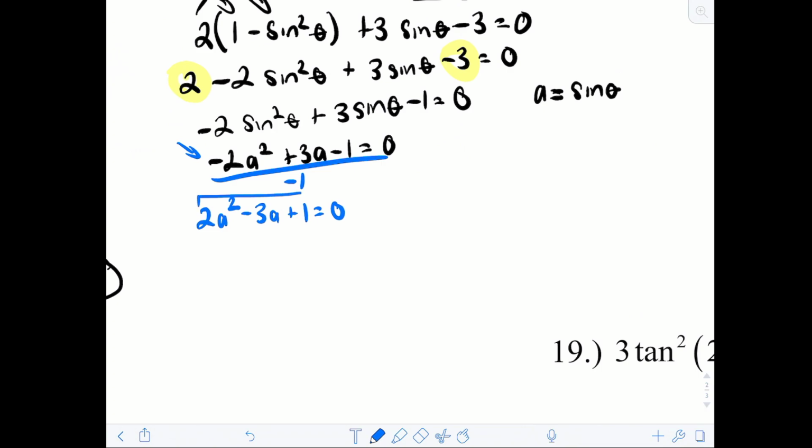So I'm going to do 2 times 1. So that gives me 2. But then when you add, you get negative 3. So it'd be negative 2 and negative 1. So two numbers when I multiply, I get 2, but when I add, I get negative 3.